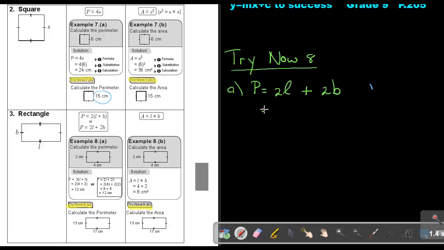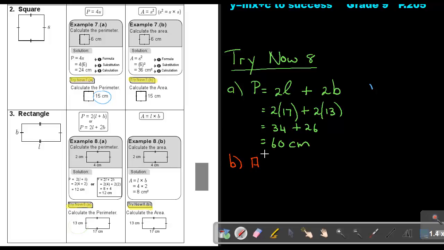I'm going to use this one. If I look there, there is the length and there is the breadth. So basically it's 2 times that 17 plus 2 times that 13. If I multiply this, this will be 34 plus 26. And if I add it up, I will get an answer of 60 centimeters.